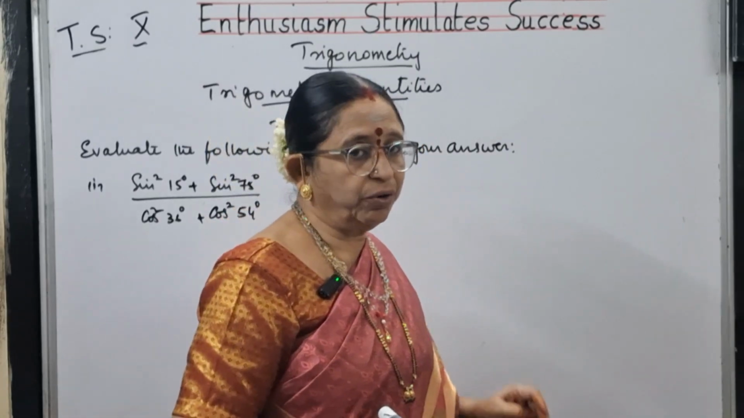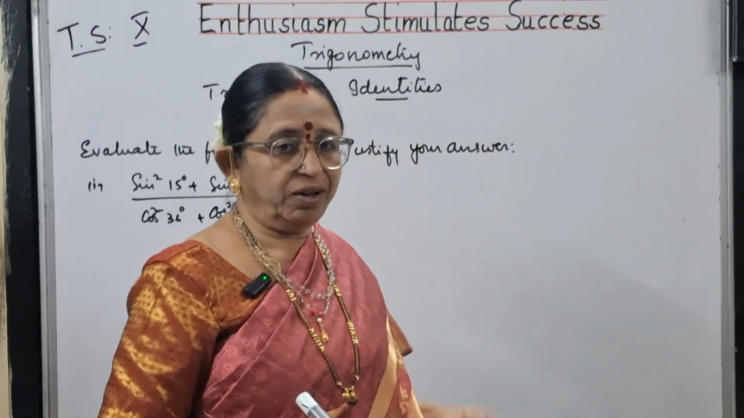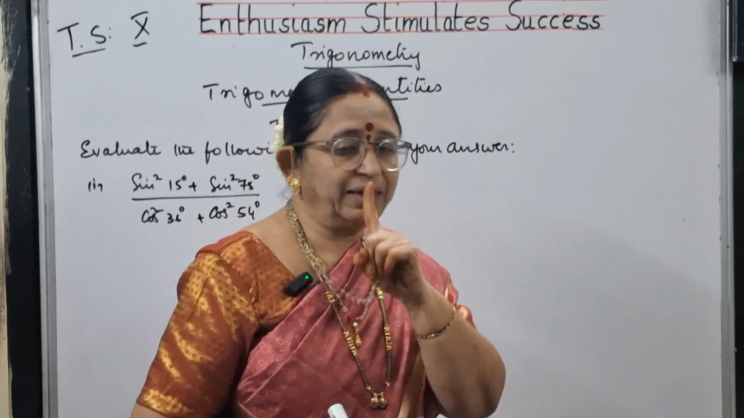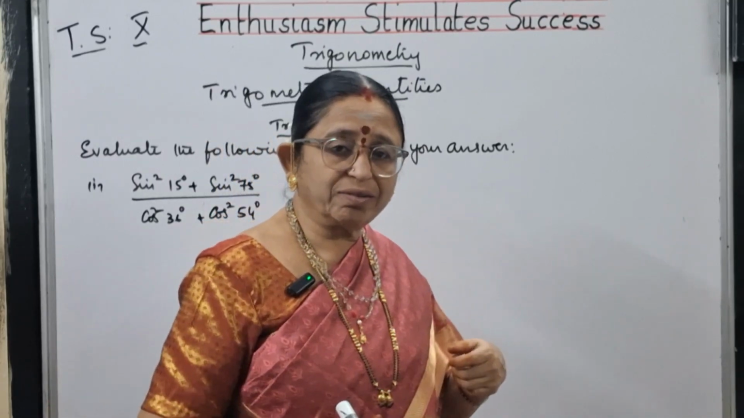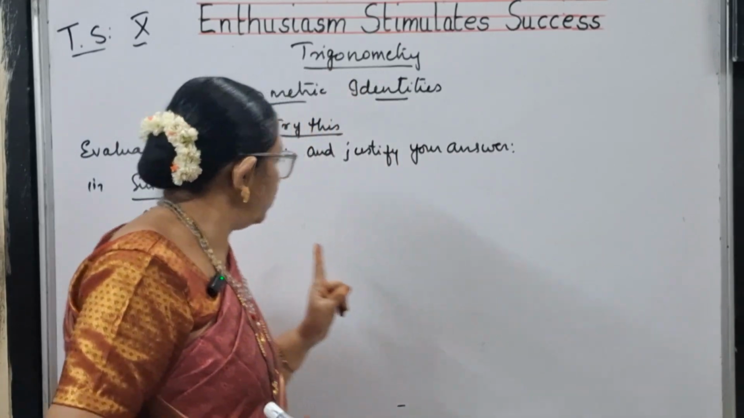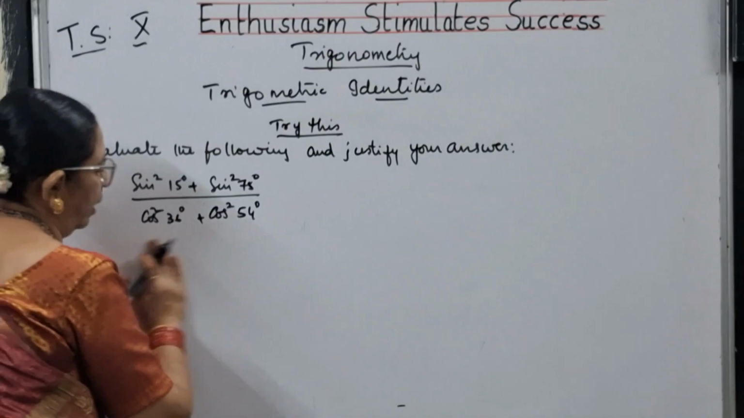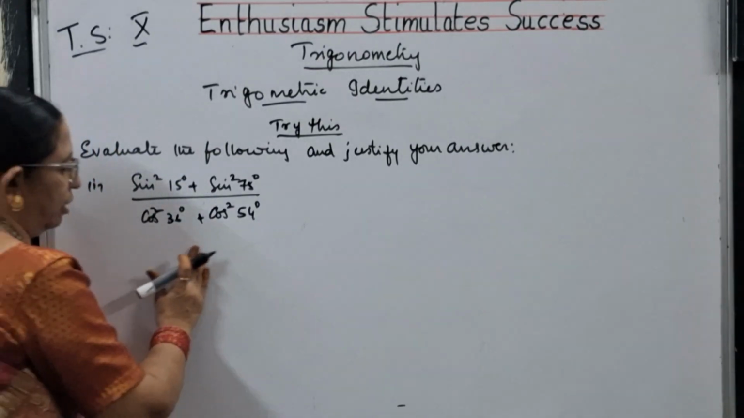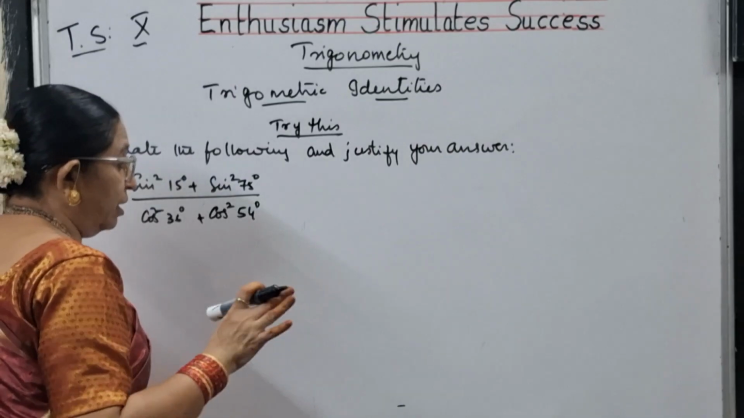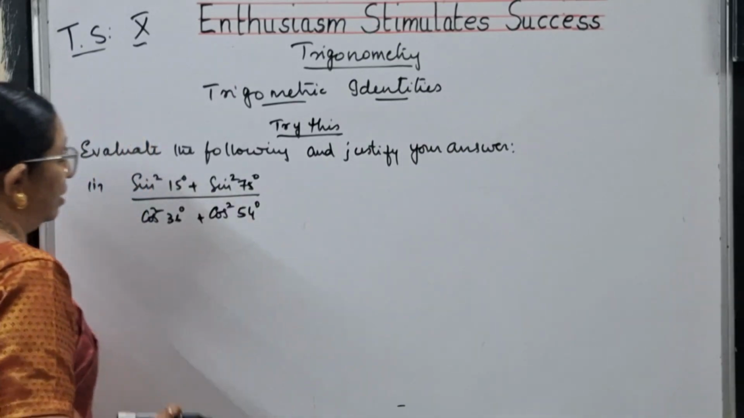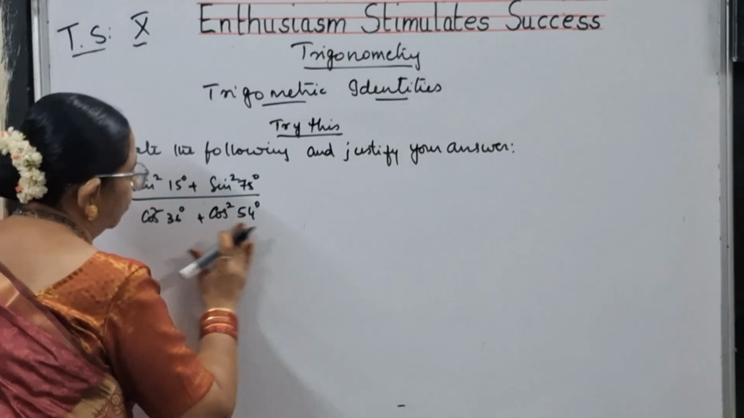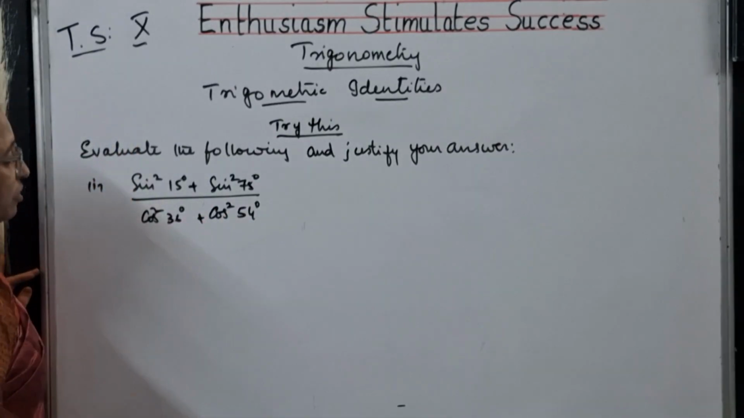So we know that according to identities, if you have sine square, you should have cos square theta so that you can take it as 1. If you have cos square, you should have sine square theta to take it as 1. But here you have got only sine squares in the numerator and only cos squares in the denominator. So by using trigonometric complementary angles, one of these in the numerator should be converted into cos theta, and here also one of these should be converted into sin theta.